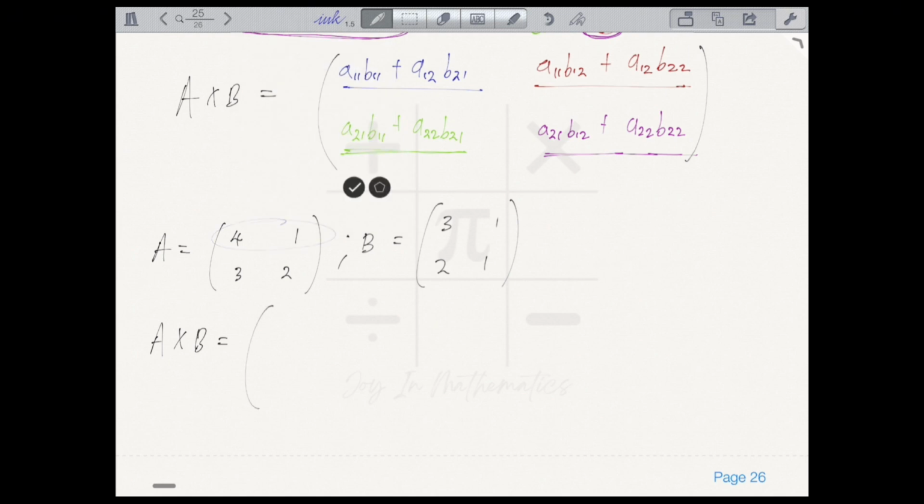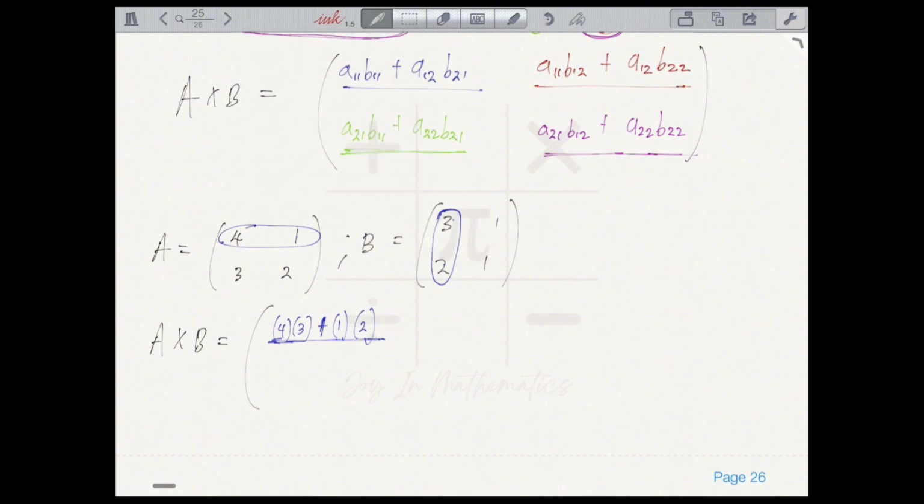We want to evaluate the first row and the first column. So we take the first row of A and the first column of B. Remember, first row, first column. First row of A and first column of B. So this will be 4 multiplied by 3, plus 1 multiplied by 2.